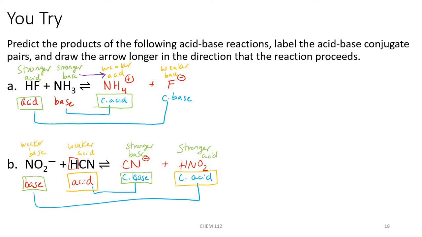So for the direction of the favored equilibrium, the arrow we draw longer is pointing to the left, pointing towards nitrite and hydrocyanic acid.